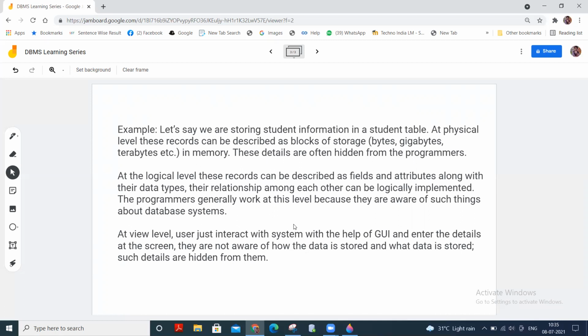And at the top level, that is the view level, users just interact with the system with the help of a GUI, a graphical user interface, and enter the details on the screen. They are not aware of how the data is stored and what data is stored. Such details are hidden from them. So that's all about the data abstraction levels. And I think this will be clear to you.